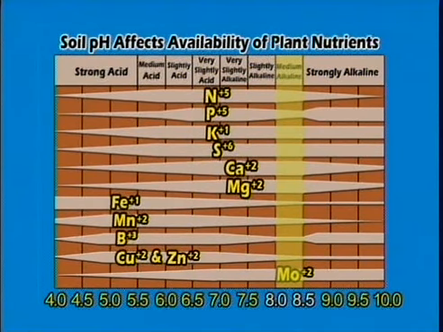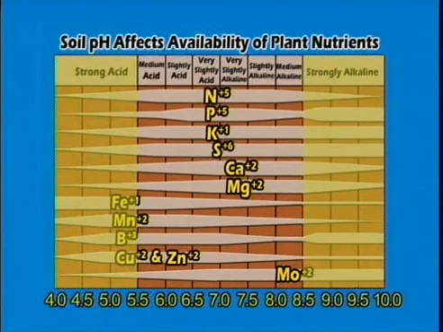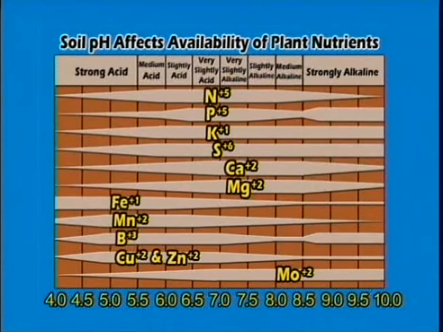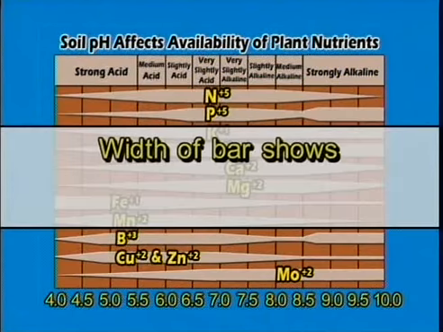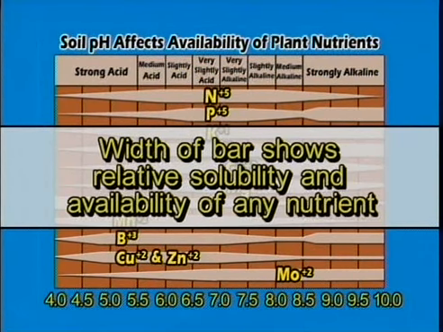We begin to see a restriction here in terms of the growth of certain species of plants, and especially in terms of the solubility and therefore the availability of some nutrients. And then, of course, when we progress into the strongly alkaline range, pHs above 8.5, we have similar problems to what we have in the very strongly acid range down here, and that is that few plants make good or adequate growth in those pH ranges. On this particular chart we have a number of bars. The width of the bar shows the relative solubility and therefore availability of any particular nutrient.